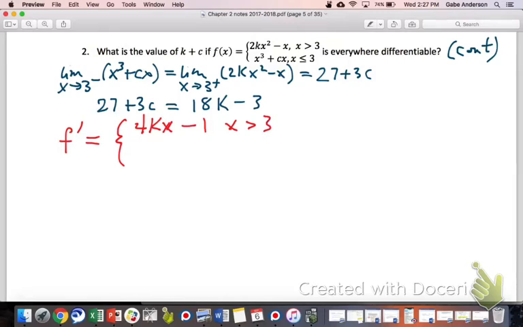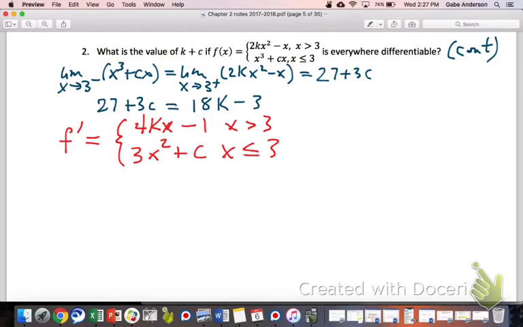And then how about the other piece, the derivative of x cubed? 3x squared. You guys got it. Nice work. And in this case, plus cx. What's the derivative of plus cx? Plus c, because the c is a constant. So the derivative of cx would have to be plus c. That's for x less than or equal to 3.